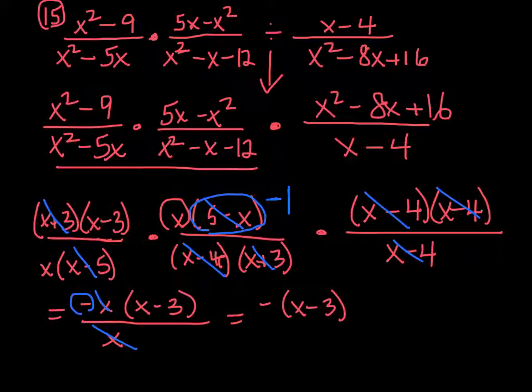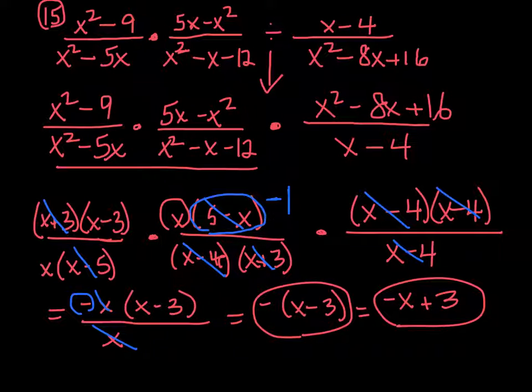Now you can leave your answer like that if you so choose. You could distribute it through and I would get negative x plus 3. So either one, this one or this one, is acceptable, whichever one you prefer.